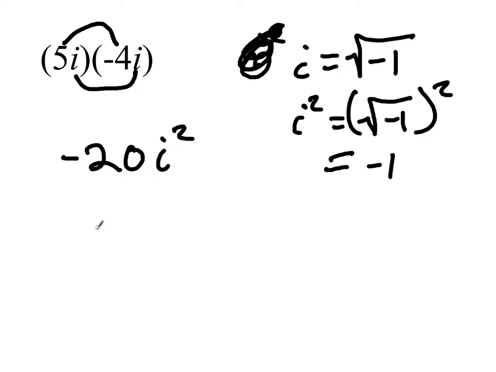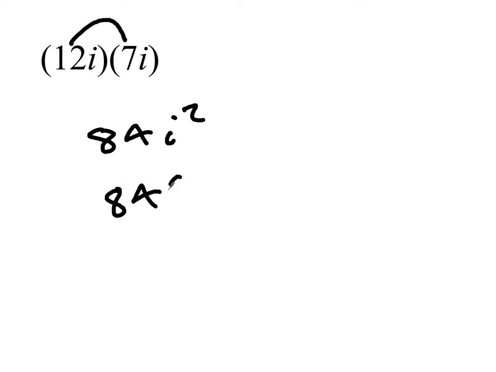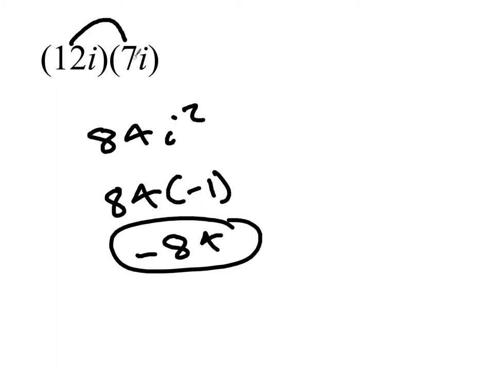So I'm not quite through simplifying this problem yet. I can do negative 20 times i squared, which is a real number now, negative 1. So i is an imaginary number, but i squared is a real number. So this is the solution to our problem. I'll do one more like that. 12 times 7 gives me 84. i times i gives me i squared. Remember, i squared is equal to negative 1, so this is equal to negative 84. When you multiply two imaginary numbers together, you get a real number.